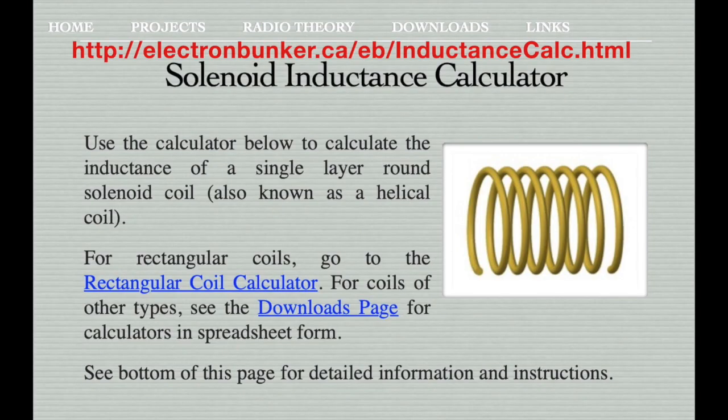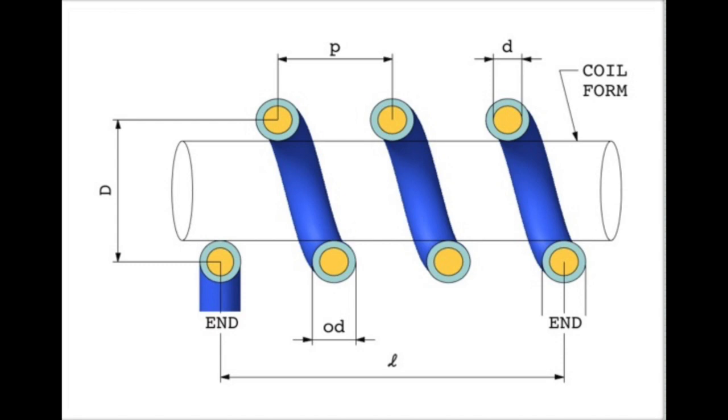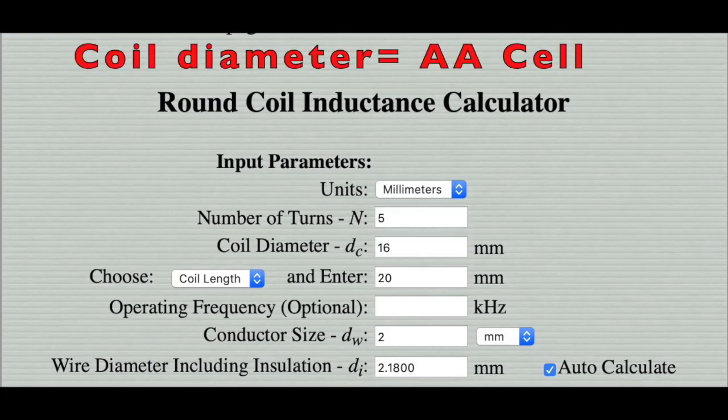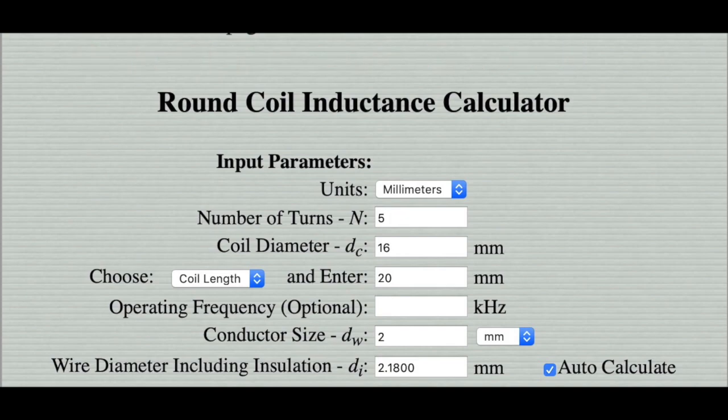Thanks to some of the forum members, we got a more accurate calculator to calculate the FM coil required. So for these two, you need to measure the thickness of the wire and also the total length of the coil. Our coil will have 5 turns, excluding the one extra turn for the antenna. So we input 5. The coil diameter is the same size as an AA cell, plus the thickness of the wire, so it's 16 millimeter. Then we'll try different values of the coil length to make sure we find the matching inductance. The one we find matching is 20 millimeter.